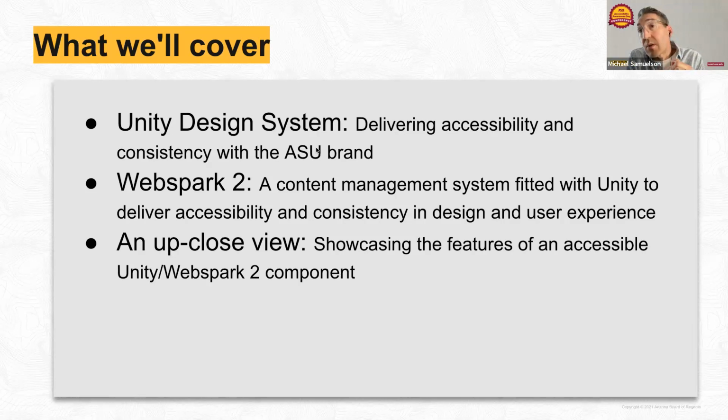So we're going to cover the Unity design system, what it is at the high level, and then we're going to talk about Webspark 2, the content management system, the framework with the web accessibility built into it through Unity. And then Dave's going to show you up close one of our components from Unity that's been implemented in Webspark. So why do we call it Webspark 2? It's our second version. We had an original Webspark, and then we did a really big revamp, and we're now Webspark 2, and it's even more accessible and more exciting. So we launched that a few years back.